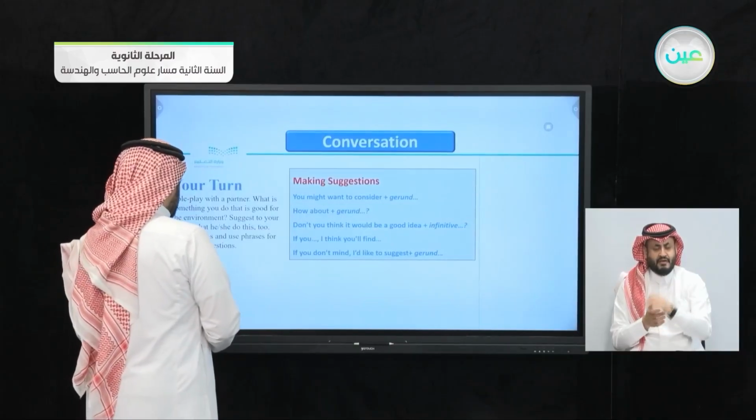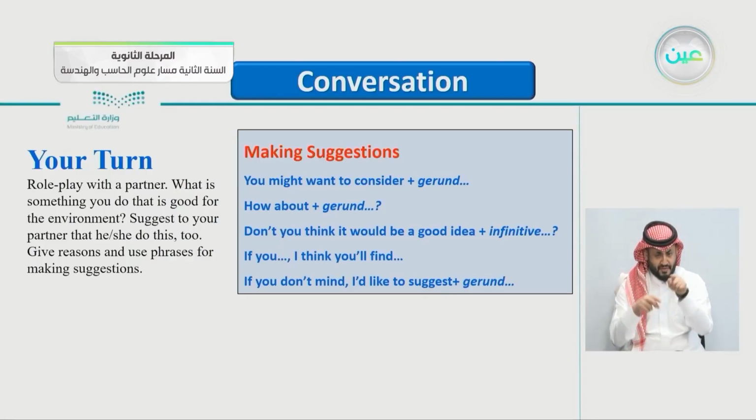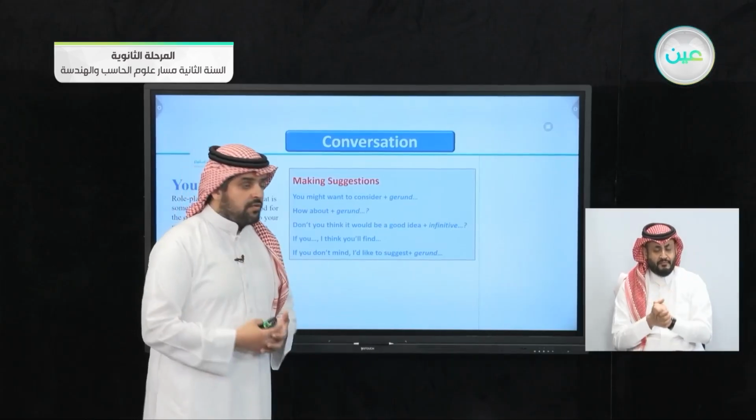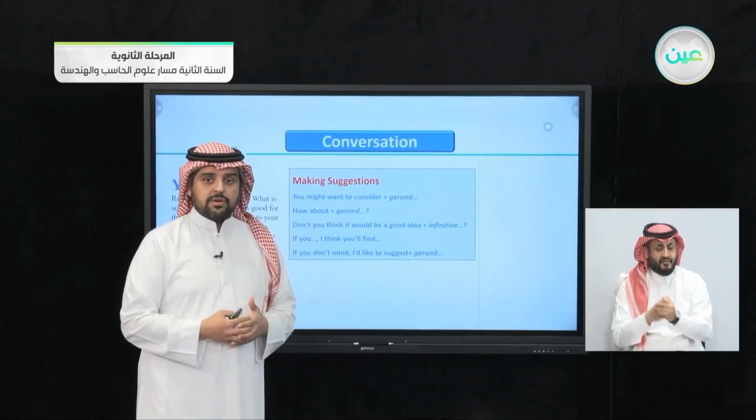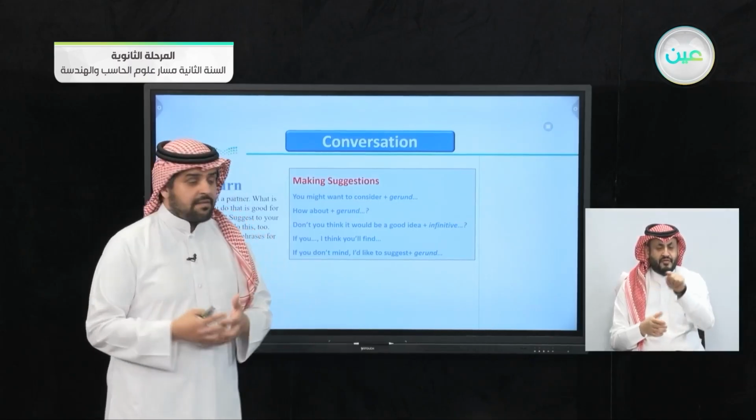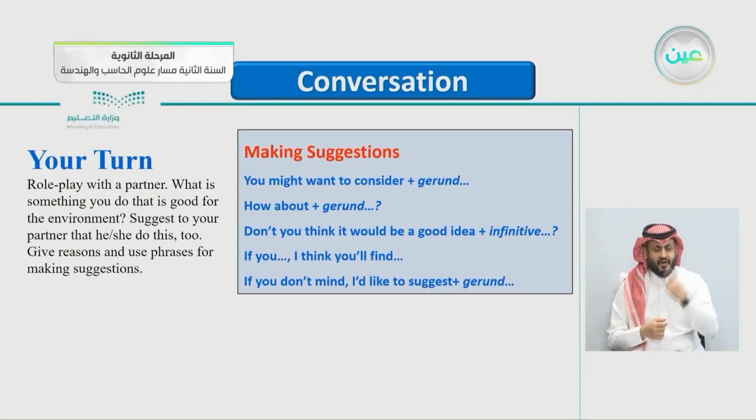So your turn here, role play with a partner. What is something you do that is good for the environment? Discuss with your partner something that you always do, maybe as a habit, that is good for the environment. Suggest to your partner that he or she do this too. Give reasons and use phrases for making suggestions. As in the conversation between Jassim and Ibrahim, try to convince your friend, your colleague, to be more like you and try to save the environment by making suggestions.